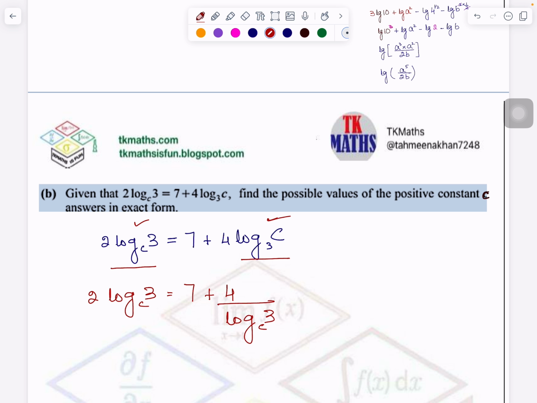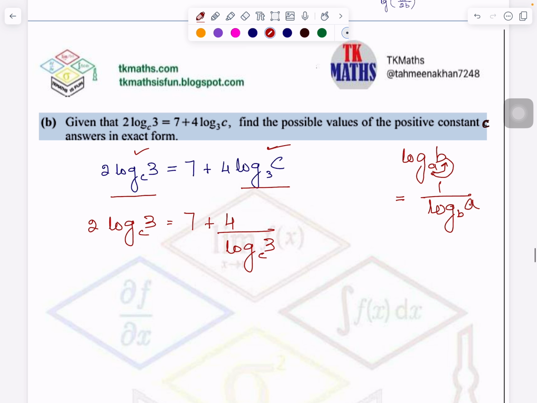Because if you can recall, if I have log b base a and I want to apply the change of base rule, I can write it as 1 over log a base b. Base becomes number, number becomes base. The places change, right? Now I have log base c in the question. So I can say let log 3 base c is equal to t.